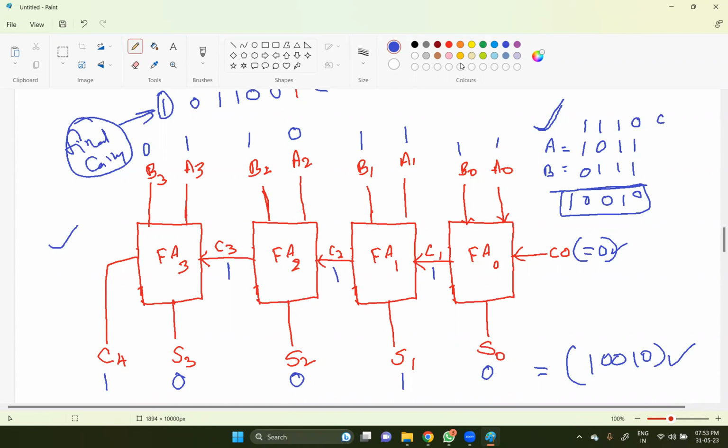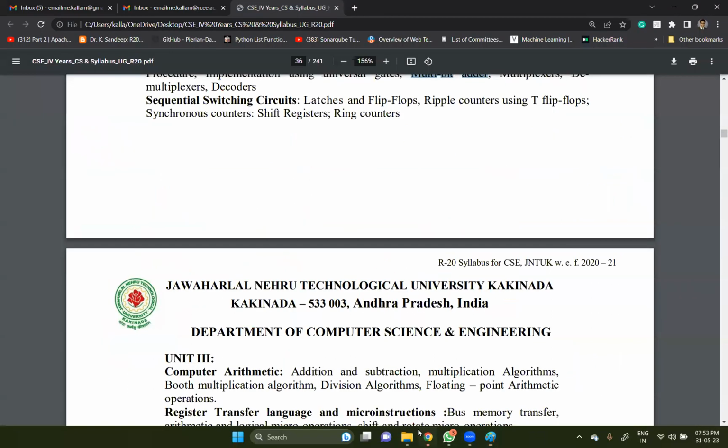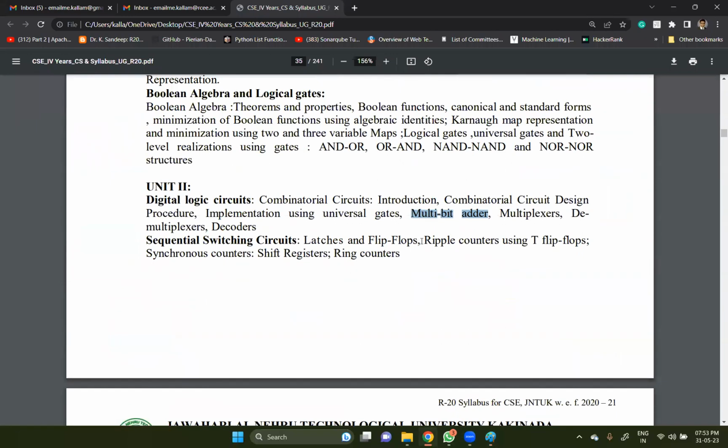Then, considering that some kind of subtraction can happen here, how could you do that? Probably that is not in our syllabus. I think that is not in our syllabus. Oh, directly they have gone for multiplexers.